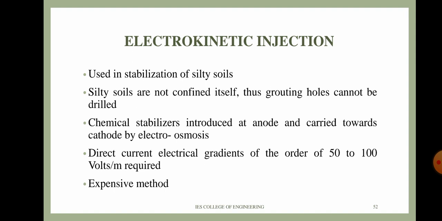And next it is electrokinetic injection. It is also another type of injection method or grouting method which is used in stabilizing silty soils. And that is, silty soils are not confined by themselves, and this creates a very difficult condition to form grouting holes, and thus chemical stabilizers are used in the case of electrokinetic injection grouting. That is, chemical stabilizers are introduced at the anode and carried towards the cathode by the electroosmosis process, and DC, that is direct current, electrical gradients of the order of 50 to 100 volts per meter are required for this grouting, and it is a very expensive method.